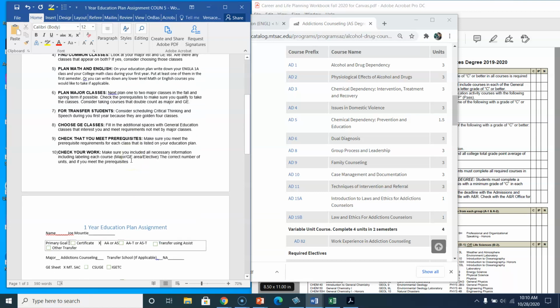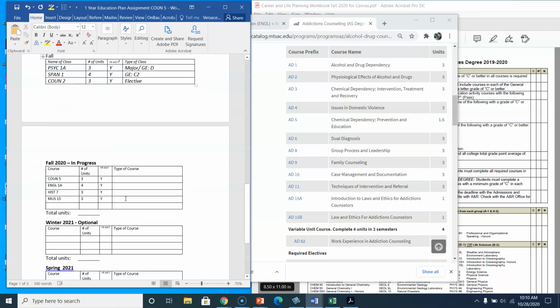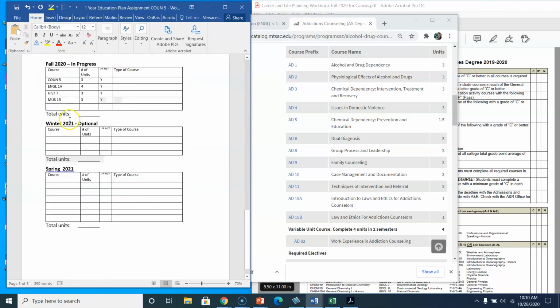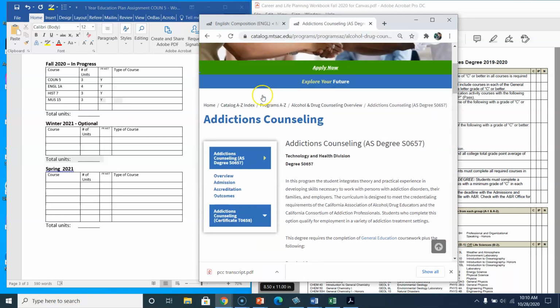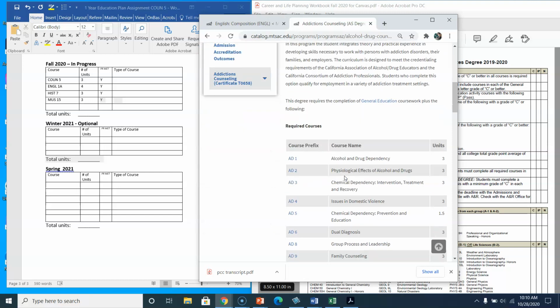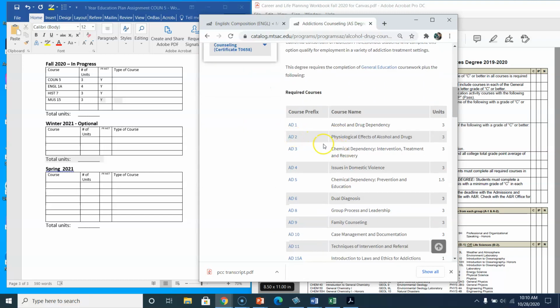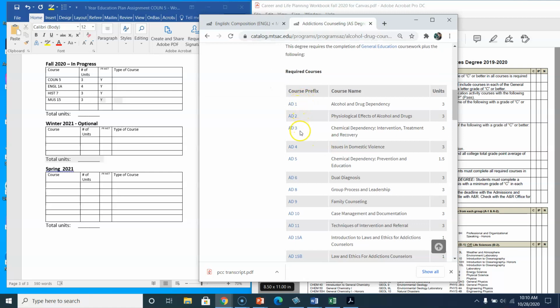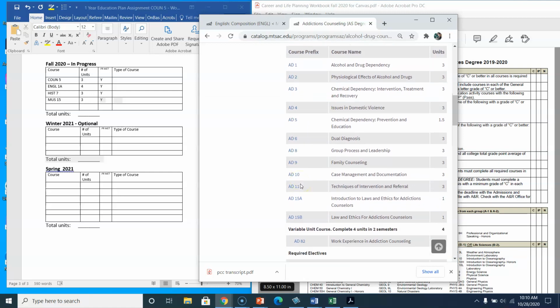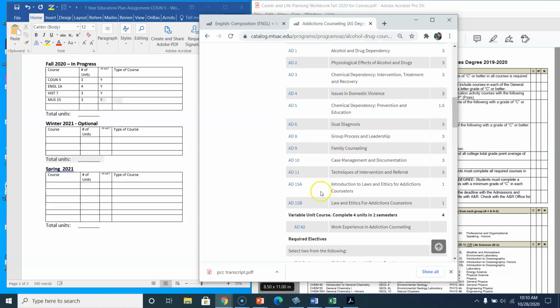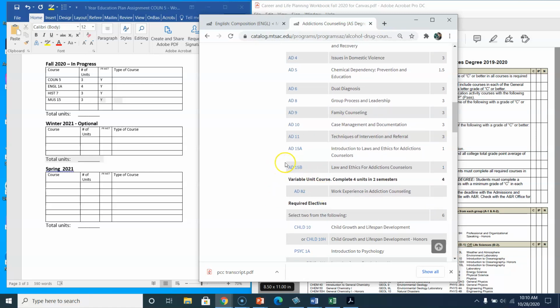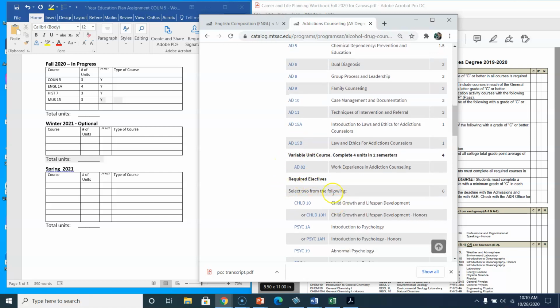So let's take a look at what Joe Mounty has taken so far. So we've got 4 classes he's enrolled in. So I like to start by looking at the major. So here we have Addictions Counseling AS. You can tell it's a local degree because there's no T there. Now it shows he needs 81, 2, 3, 4, 5, 6, 7, 8, 9, 10, 11, 15A. An ethics class, and then required electives.